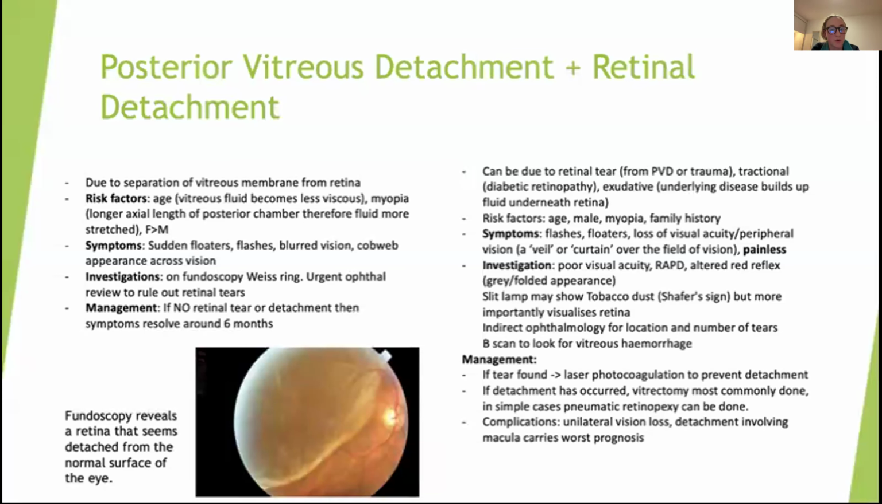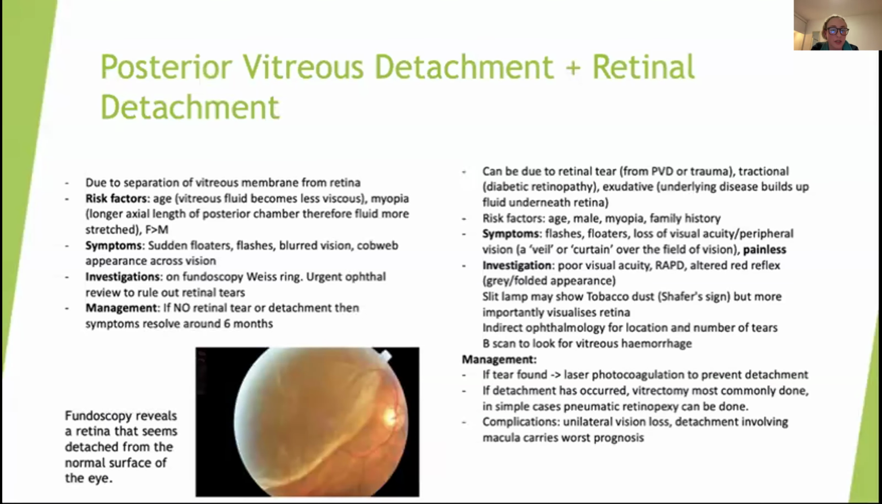These two are quite difficult to tell apart. So in reality, if you're suspecting either of them, you need an ophthal review so that they can look with a slit lamp and see what's going on. And so if there is a tear, they can do laser photocoagulation to prevent detachment. But if there has already been a detachment, then they can do a vitrectomy.